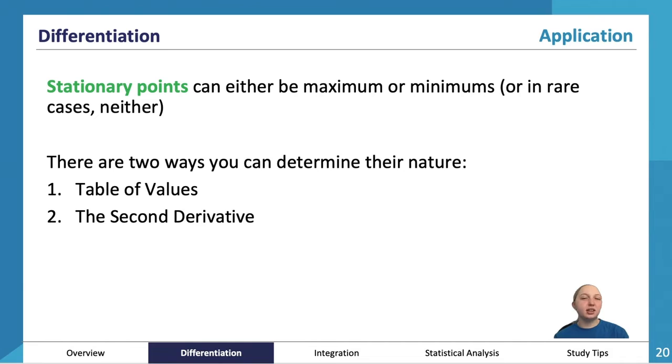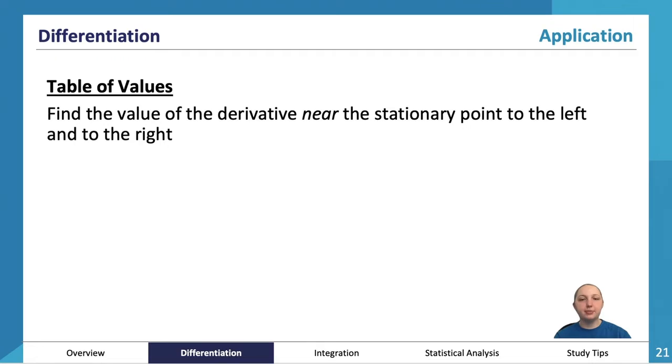So unless your second derivative is really hard to find, which sometimes it is, it's got to be either really long to find, or you don't know how to find it. If you're like me and you just don't want to find the differential of a log, then I would do the table of values. So yeah, table of values is just finding the value of the derivative near the stationary point, to the left and to the right.